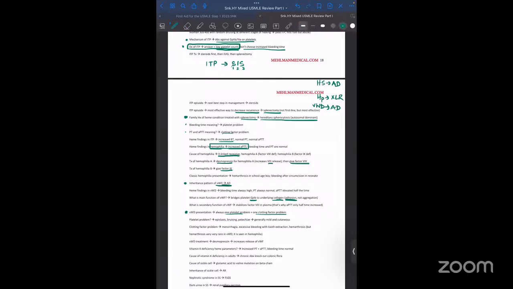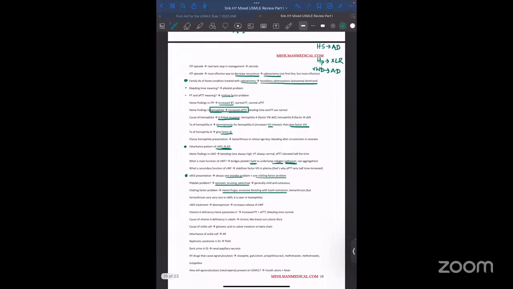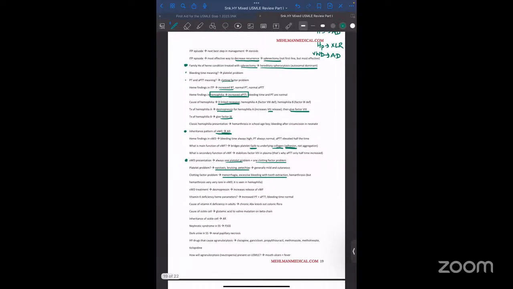So epistaxis, bruising plus petechiae, which is platelet, plus menorrhagia, excessive bleeding with tooth extraction. If both are there, think von Willebrand presentation. Hemarthrosis is very, very rare in von Willebrand; it's more with hemophilia. Next, von Willebrand treatment is desmopressin. Why? Because it will increase release of von Willebrand factor.